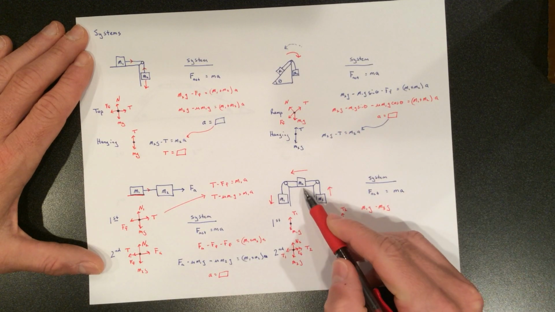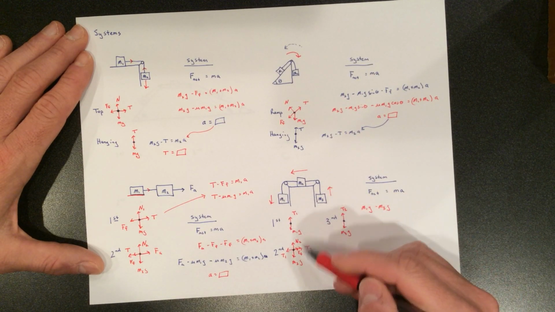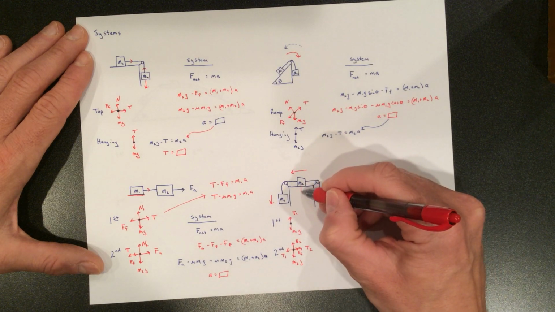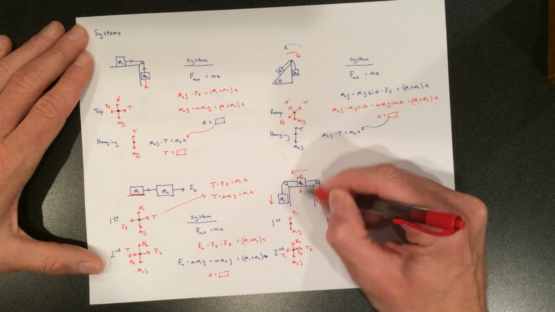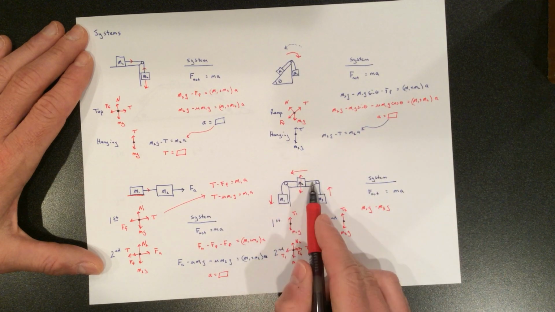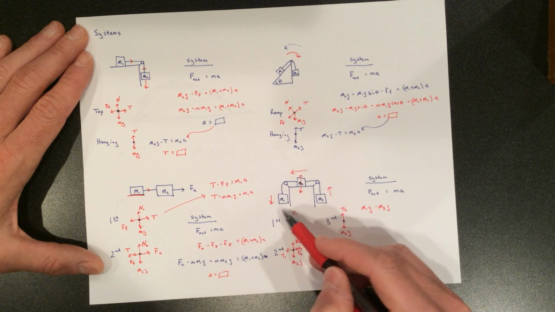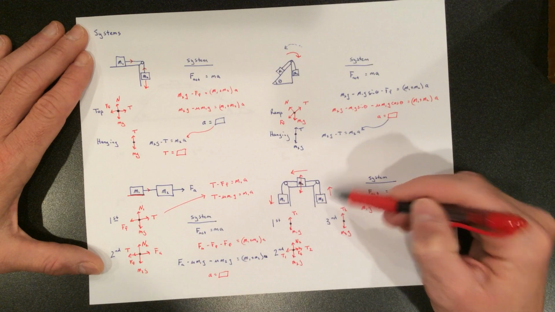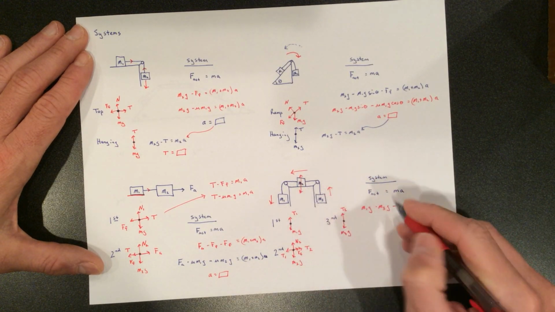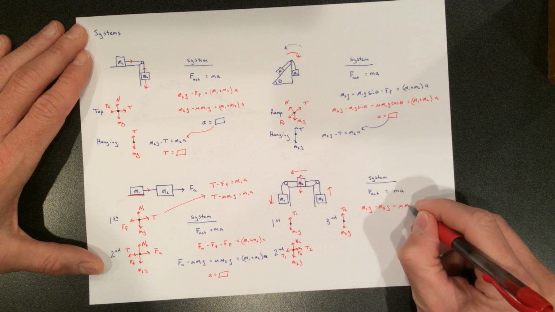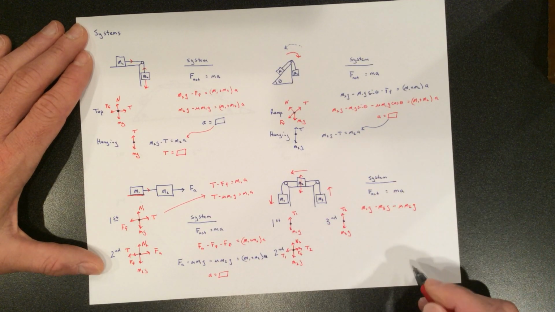M3G. Is M2G going to oppose the motion? No. Look, M2G is down, and the normal force is up. Those two forces are balanced. They have nothing to do with this motion. So this guy's weight versus this guy's weight versus friction. So we do need to account for the force of friction on M2, which I'm hoping we all know at this point is mu M2G.